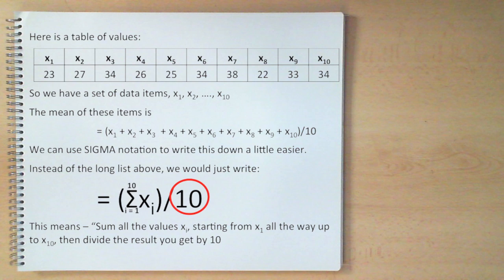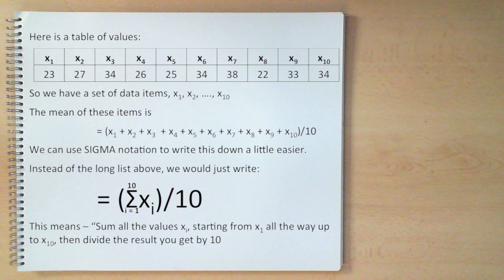Do not be confused into thinking that we mean add up 1 plus 2 plus 3 plus 4 plus 5. We don't. We mean add up x1, x2, x3. So in our example we mean add up 23 plus 27 plus 34 plus 26 and so on until we get all the way up to x10, which is 34. That's how it would work in this case with this set of data.